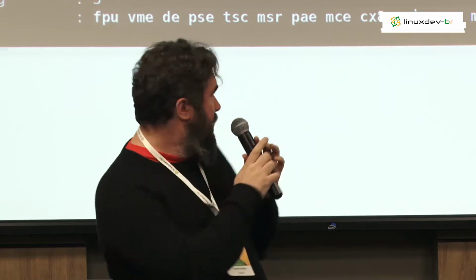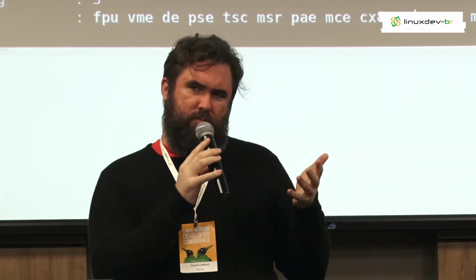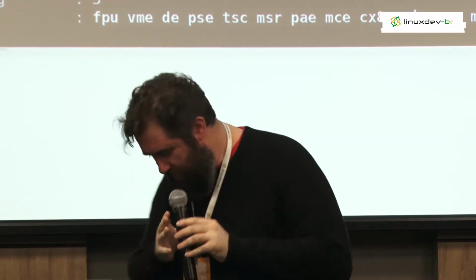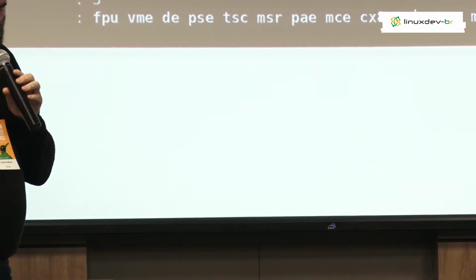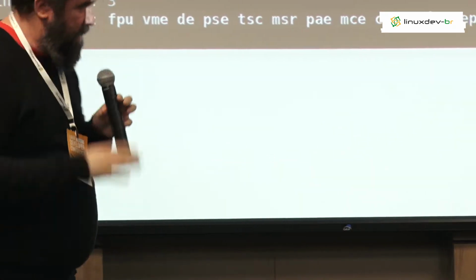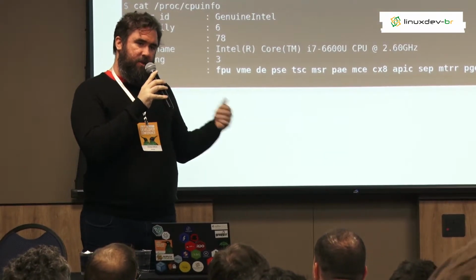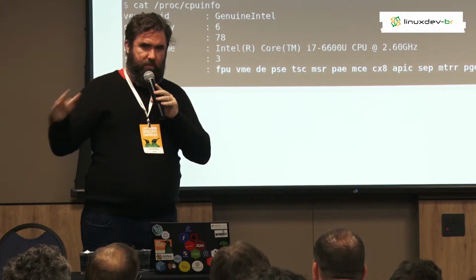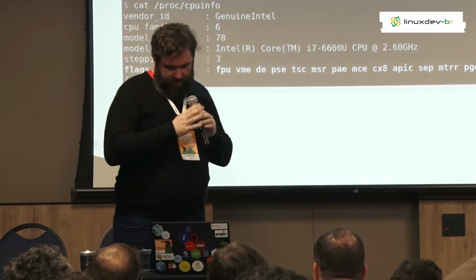I have highlighted the flags line there because the most interesting data is there. There are lots of flags, and it's basically how the CPU indicates what it can do. So you install a new CPU, you buy a new computer, you're going to get a different set of flags indicating what the CPU can do.